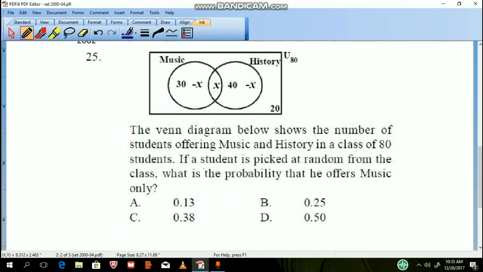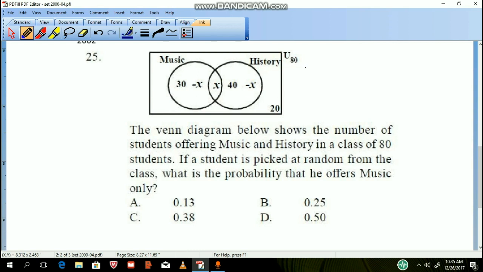The Venn diagram below shows the number of students offering music and history in a class of 80 students. If a student is picked at random, what is the probability that he offers music only? Okay, offering music only. First thing first, you need to get the value of x.